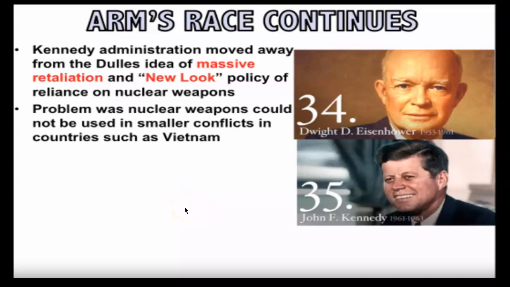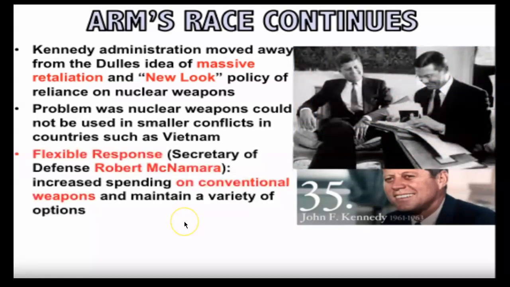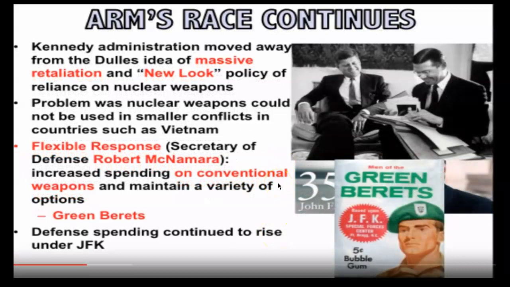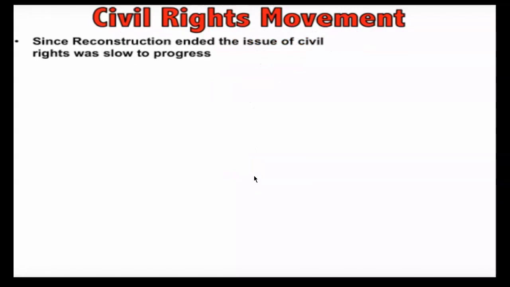Kennedy said the problem was that nuclear weapons could not be used in such small conflicts like Vietnam and Korea, whereas conventional weapons would be better. So he called for a combination of the two. He called this flexible response. So with the help of his defense secretary, you see here, Bob McNamara, they called for increased spending on conventional weapons and also to maintain the nuclear arsenal of the United States. They also created in the U.S. military special forces known as the Green Berets. You've probably heard of them, and defense spending would continue to rise under Kennedy.